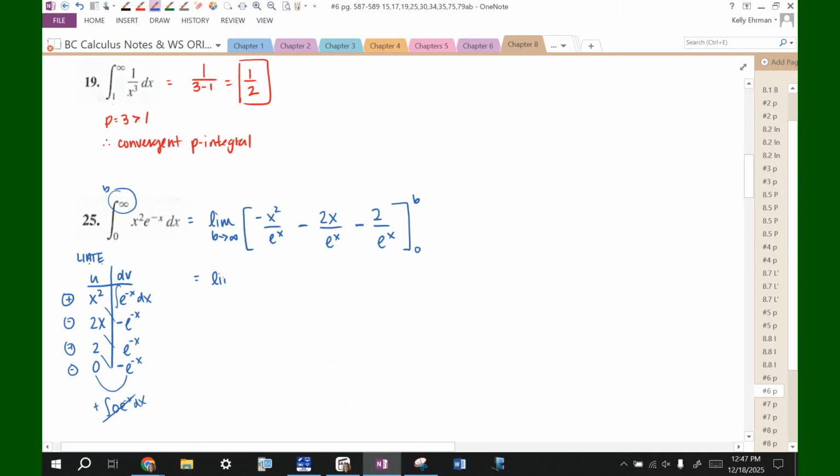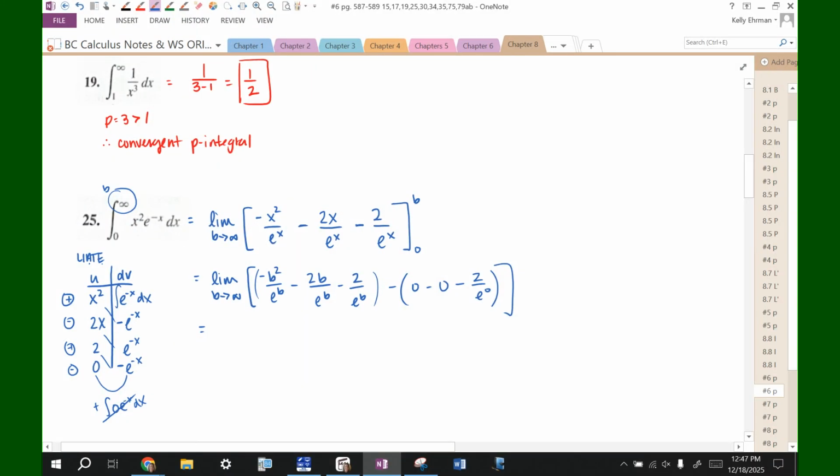So now this is the limit as b approaches infinity of negative b squared over e to the b, minus 2b over e to the b, minus 2 over e to the b, minus 0, minus 0. This last term is not 0. It's minus 2 over e to the 0.